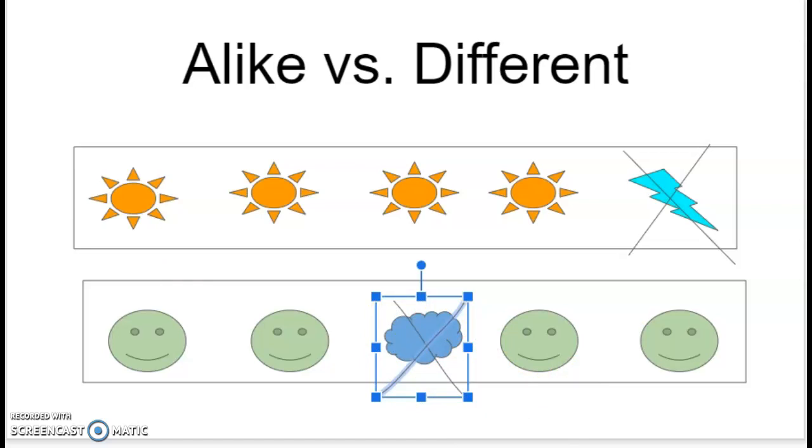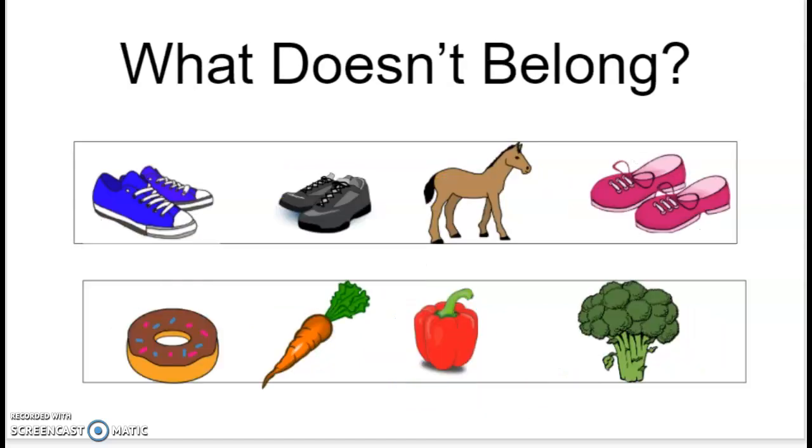Okay? The next way that we're going to sort is based on categories. So I want to know which one doesn't belong. So first I'm going to go through and look at each one of the pictures and say what they are. I have a pair of blue shoes. I have a pair of black shoes. I have a horse. And I have a pair of pink shoes.